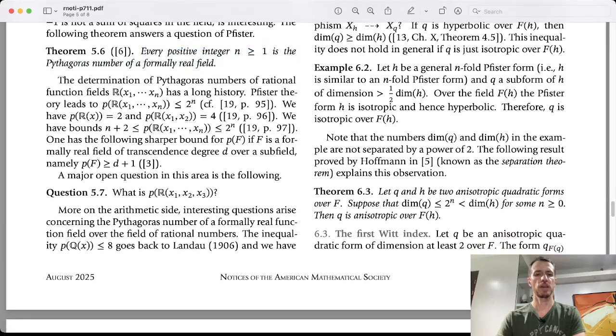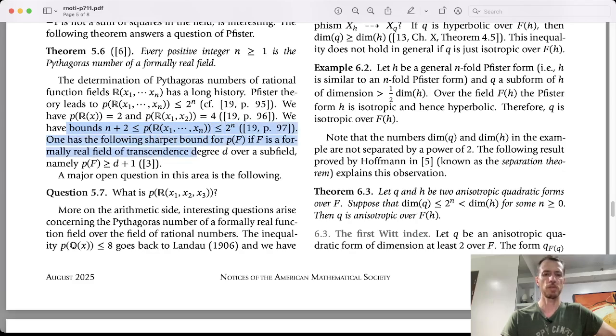The determination of Pythagoras numbers of rational function fields R(x1,...,xn) has a long history. Pfister theory leads to the Pythagoras number of R(x1,...,xn) being less than or equal to 2^n. We have the Pythagoras number of R(x) equals 2, and the Pythagoras number of R(x1,x2) equals 4. We have bounds n+2 less than or equal to the Pythagoras number of R(x1,...,xn), less than or equal to 2^n.